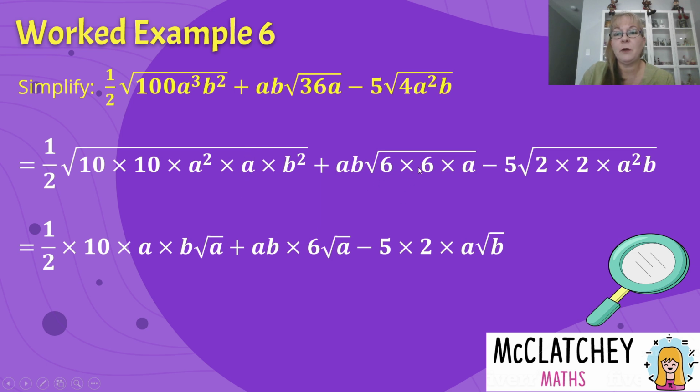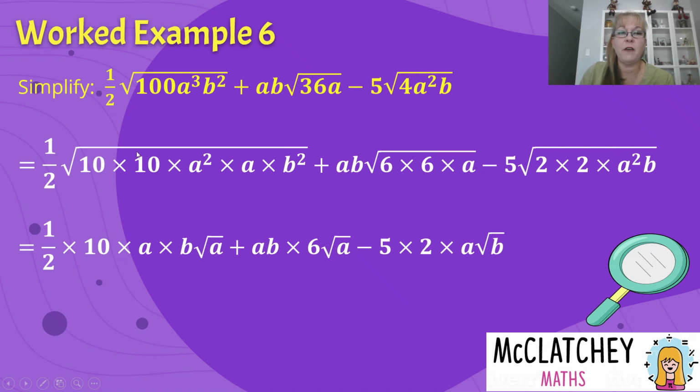Let's have a look at this next one over here now. The square root of 36 is simply 6, so it will go out the front. And the ab here stays out the front. This a on its own will stay under the square root sign. Over here, the square root of 4 is 2, so it will come out the front. The square root of a squared is simply a. It will come out the front of the surd. And the b stays under the square root sign.